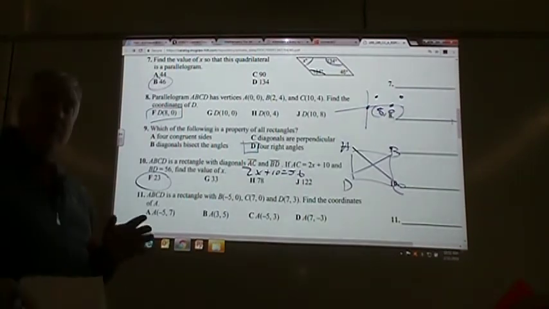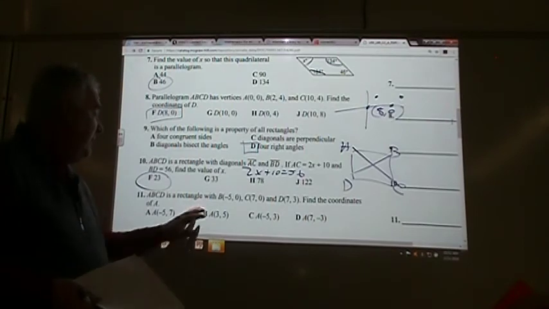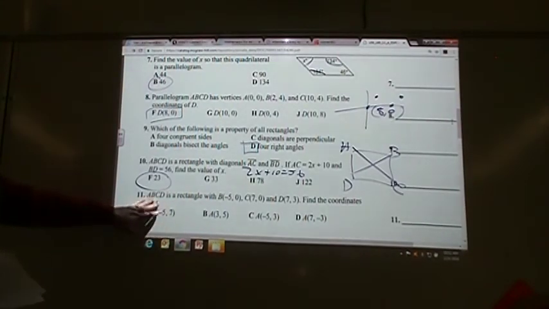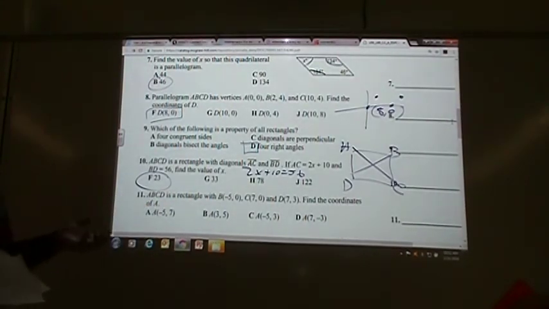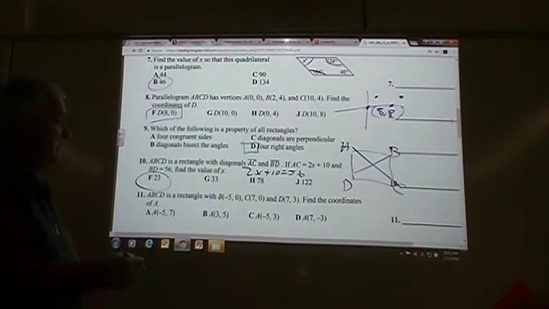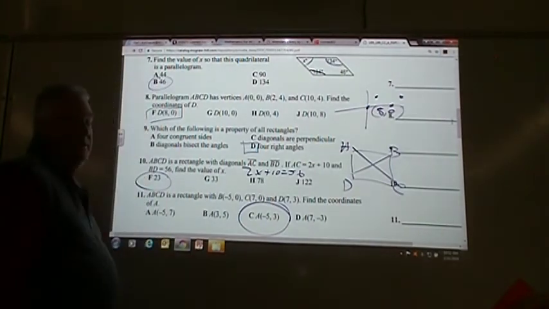Okay, last one I'm going to do for the front side of our review is this one. It's another coordinate plane. All you're doing is graphing and finding the other point. It's actually pretty easy, and you'll get C.